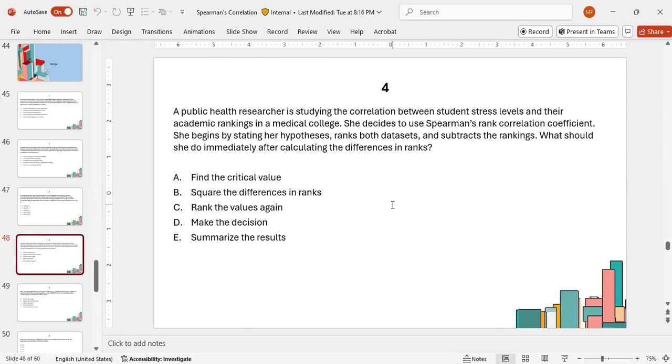A public health researcher is studying the correlation between students' stress level and their academic ranking in a medical college. She decides to use the Spearman rank correlation coefficient. She begins by stating her hypothesis, ranks both data sets, and subtracts the rankings. What should she do immediately after calculating the differences in ranks? A. Find the critical value. B. Scale the differences in ranks. C. Rank the values given. D. Make the decision. Or E. Summarize the results. B.